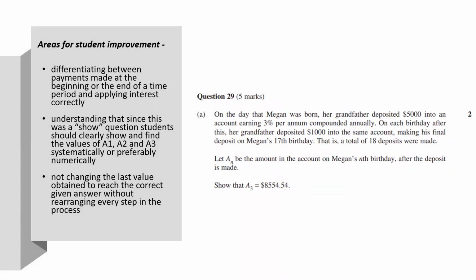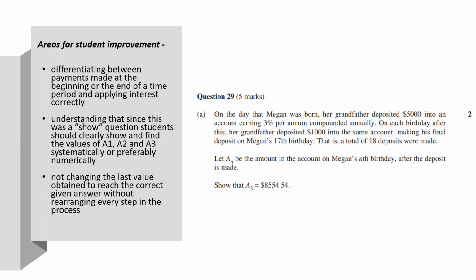Areas for improvement of this question. The students who made errors mainly couldn't differentiate between payments made at the beginning or the end of a time period. So they weren't applying the interest to the balance and then adding on the new deposit. They were just doing it all and then adding the interest on at the end.